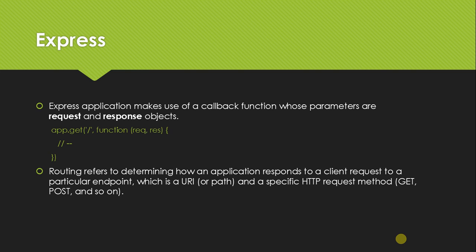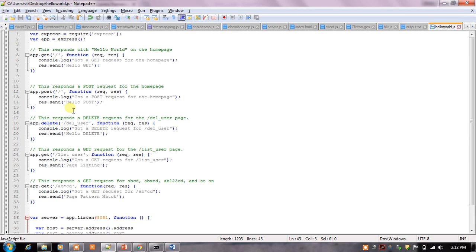Routing refers to determining how an application responds to a client request to a particular endpoint, which is a URI, a path, and a specific HTTP request method, that is GET, POST, and so on. We'll modify the Hello World program to add functionality to handle more types of HTTP requests.